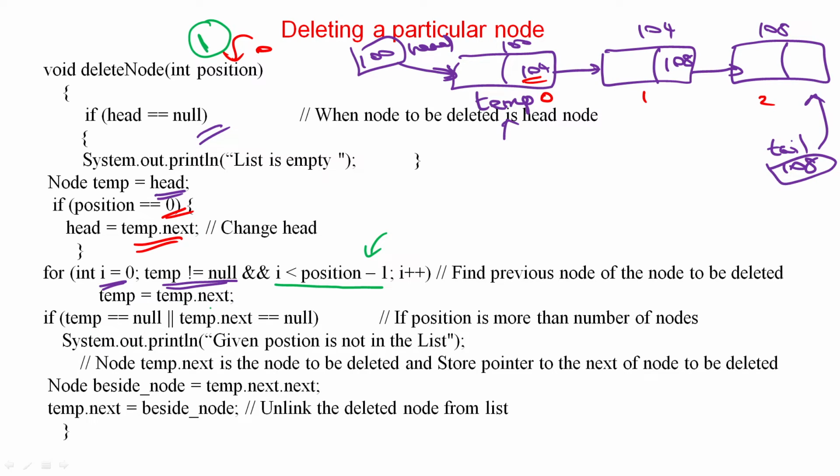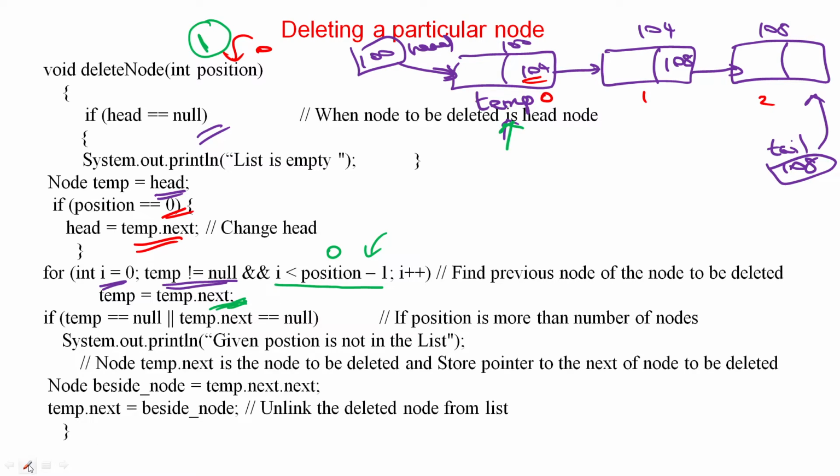So for that we are moving. Now the temporary variable is at position 0. Position minus 1 is 0, so the condition is false and we automatically come out. Suppose my position is 2, then it will iterate one time, and temporary will become this one. But as in our case, position is 1.